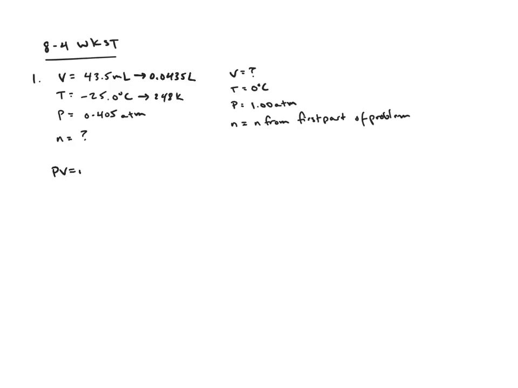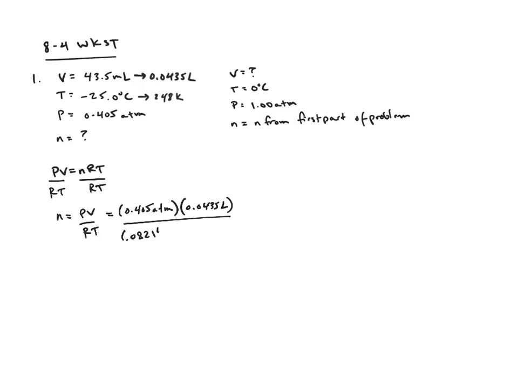If I take PV equals nRT, I need to solve for N for the first set here. So I'm going to divide by RT on both sides. N is PV over RT, and pressure is 0.405 atmospheres. Volume is 0.0435 liters. Divided by R, which is 0.0821 liter atmospheres per mole times Kelvin, and T is 248.